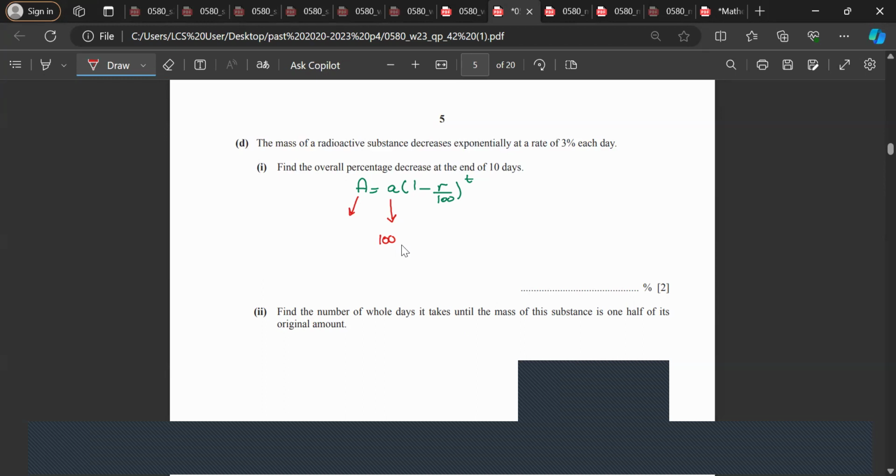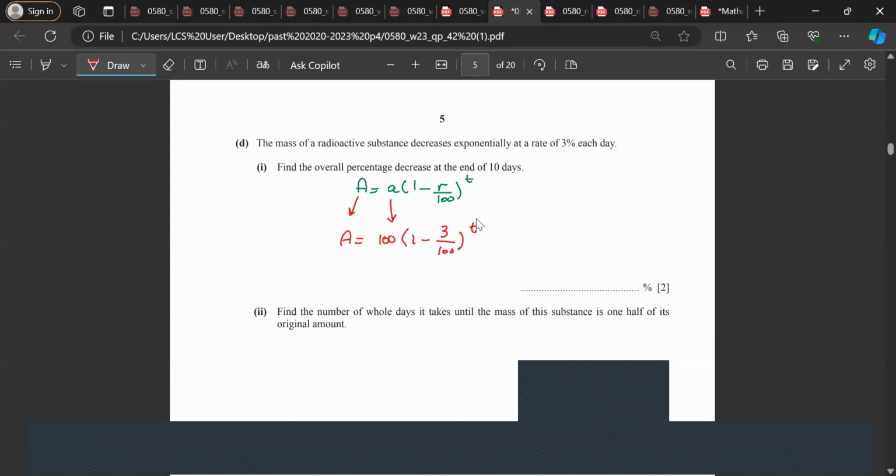So I will assume that the initial condition was 100%. Whenever he says overall percentage, assume that the initial was 100%. If he's asking about the increase, that means it was plus. If he's asking about the decrease, that means it is decayed. So this is 100%. Then this will be unknown, 1 minus R, which is 3 over 100, power T.